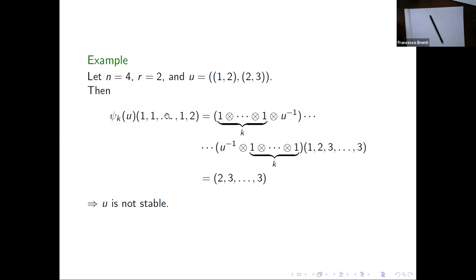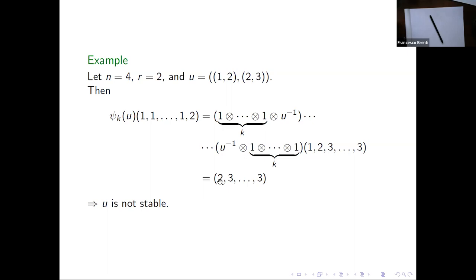So I'm gonna get 1, 2, 3, 3, 3, 3, 3, and then I have the rest of my product to apply, the one that uses u inverse. Okay. So now I have to apply u inverse on the first two positions. Well, u inverse of 1, 2 is 2, 3. So that becomes a 2, 3.